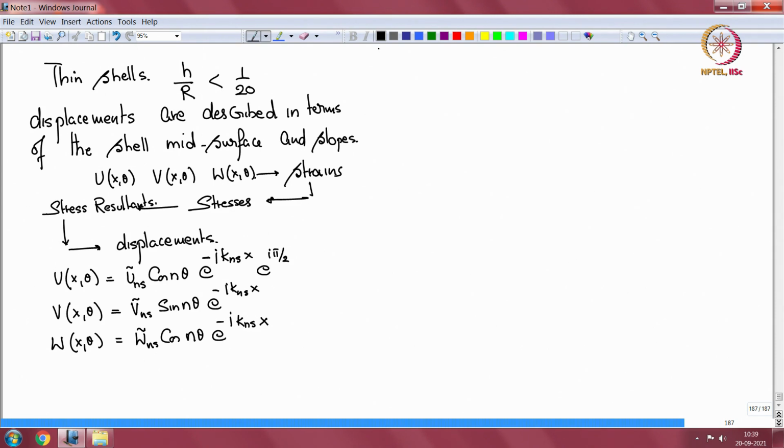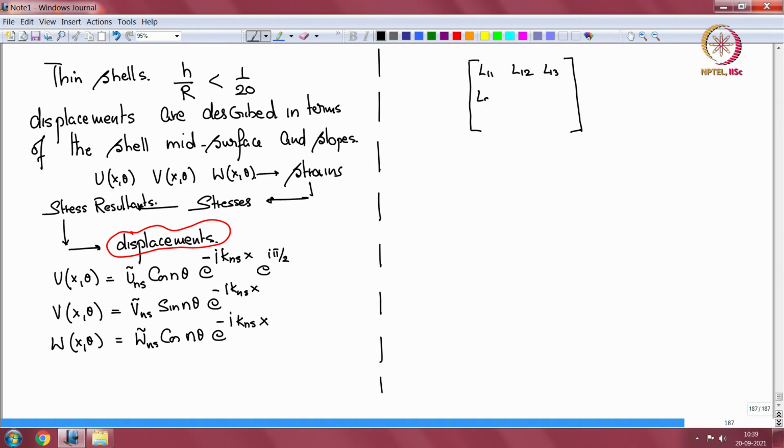After this, if this is substituted back into the equations in terms of displacement derived from stress resultants, then what we get is a matrix, which has L11, L12, L13, L21, L22, L23, L31, L32, L33, equal to 0.